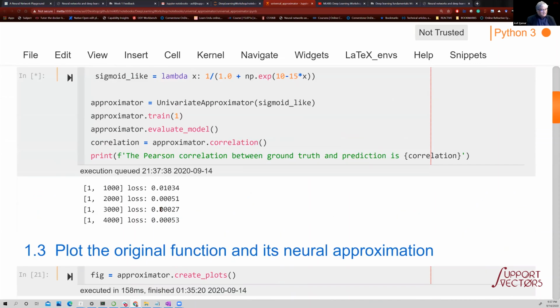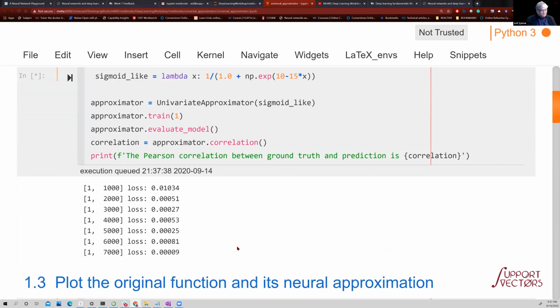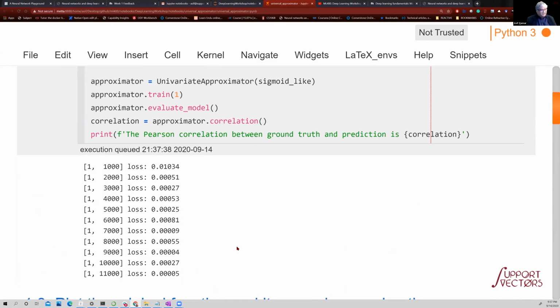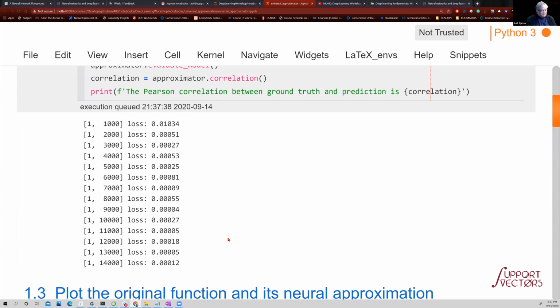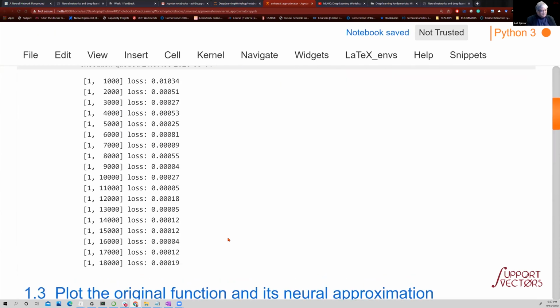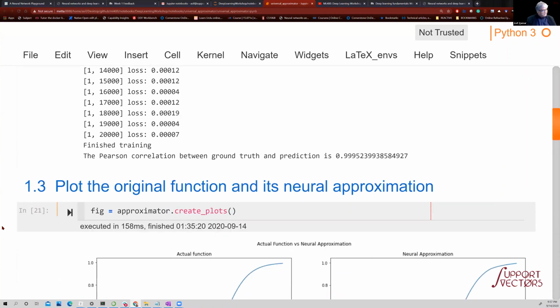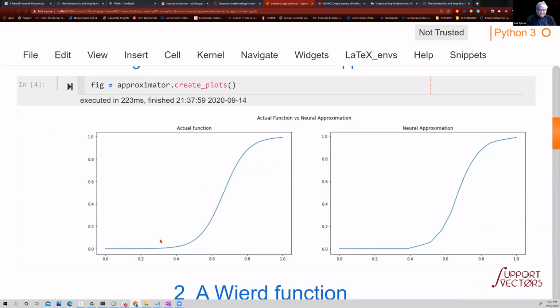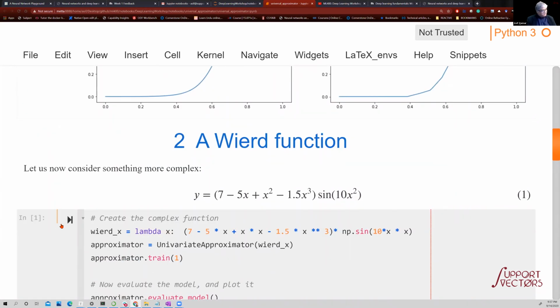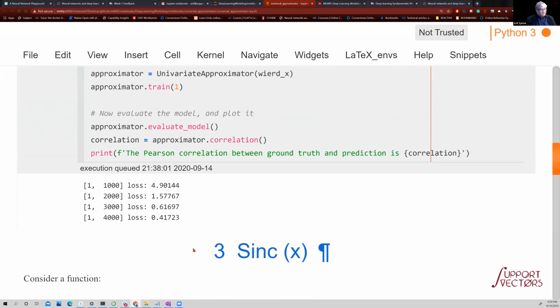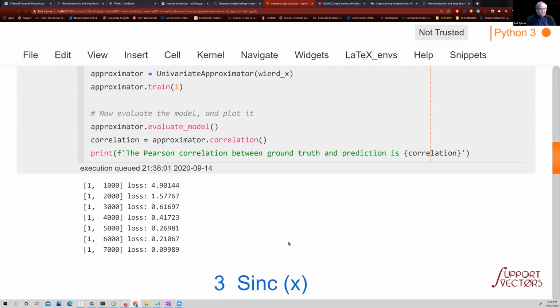Do you notice that it's approximating it gradually? I run it for only one epoch, which is usually good enough for this one. And the accuracy is 99.95%. The plotting, I just plotted exactly the plot we want. Now let's try with this weird function. This weird function also is trying to approximate it.